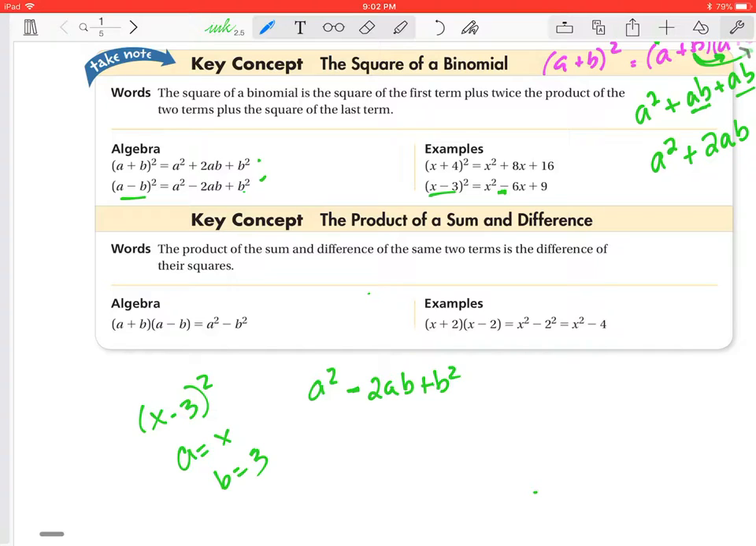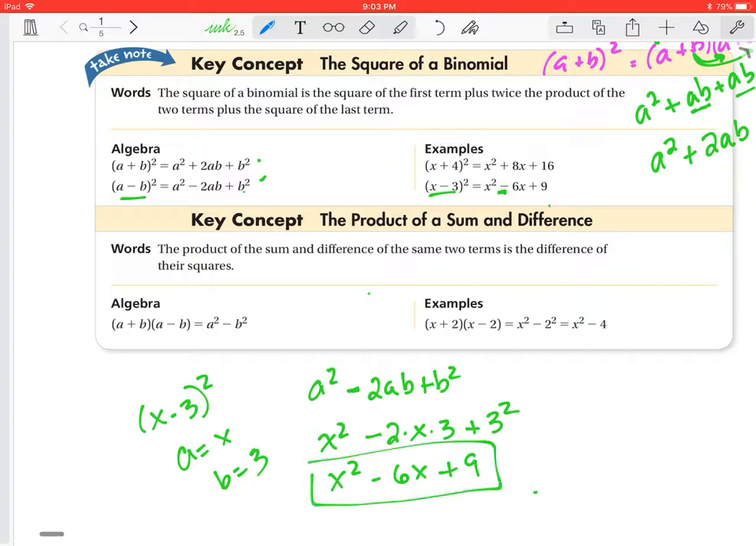All right, so my a value is going to be x squared minus 2 times x times 3 plus my b value, which is going to be 3 squared. So that's going to give me x squared minus 6x plus 9, which is exactly what I got here. Now, let's see if I change the order. I want to see if that's going to make a difference. I don't think it is, but let's just check just to be sure.